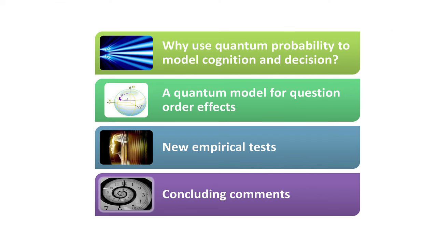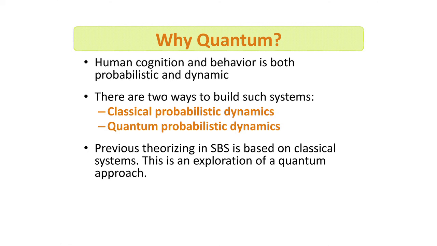So why quantum model? Human cognition and behavior is both probabilistic and dynamic. There are two ways to build such systems, classical probability dynamics or quantum, and some more generalized probability theory too. So the previous work done primarily in social and behavioral science is based on classical systems. And we want to explore in this meeting some other ways.